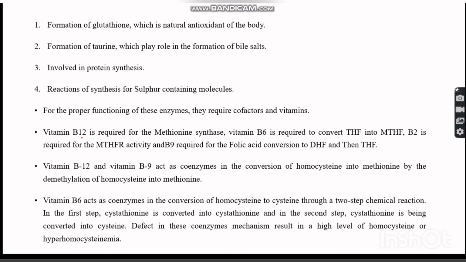So here is vitamin B12. It is required for methionine synthase. Vitamin B6 is required to convert tetrahydrofolate to methyl tetrahydrofolate. Vitamin B2 is required for the methyl tetrahydrofolate activity, and B9 is required for the folic acid conversion of dihydrofolate to tetrahydrofolate. Okay, so obviously if these enzymes are not working properly, if they are defective enzymes, or the levels are not enough, then obviously it will fail. The enzyme will not work properly, and then ultimately what happens is that the level of homocysteine will increase.